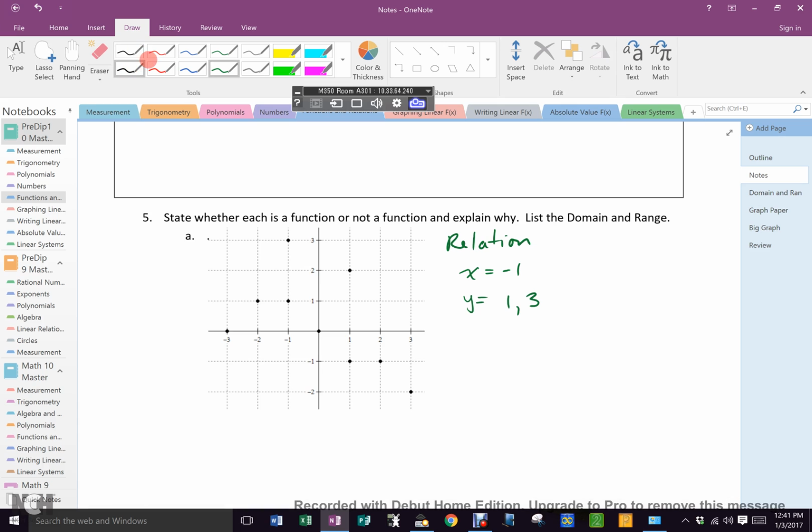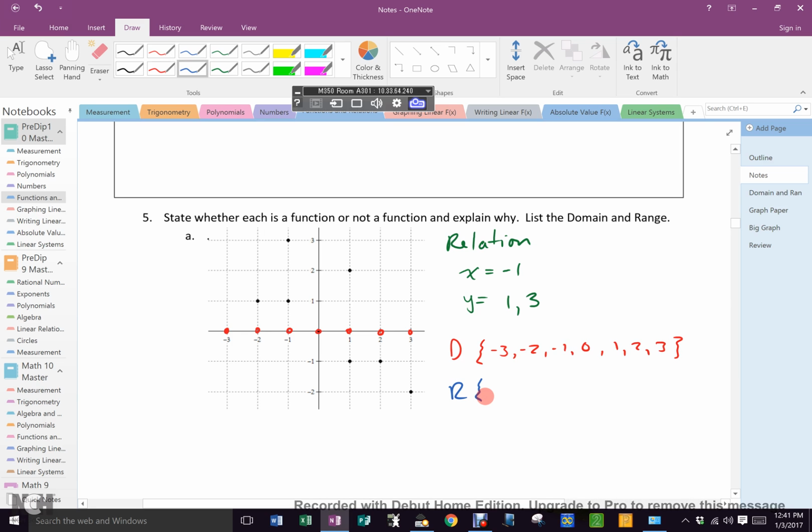Okay. What is the domain? Domain I will do in red. So, domain, am I looking at the x or the y axis? Just the x. So there's one right there, there, there, there, there, and there, and there. So the domain is what? -3, -2, -1, 0, 1, 2, 3. Everybody cool?